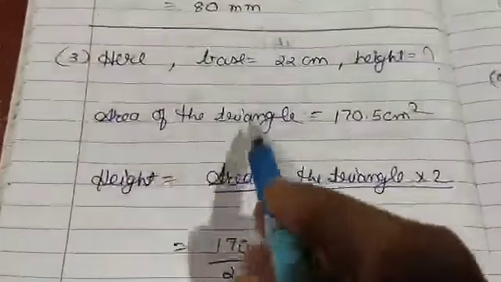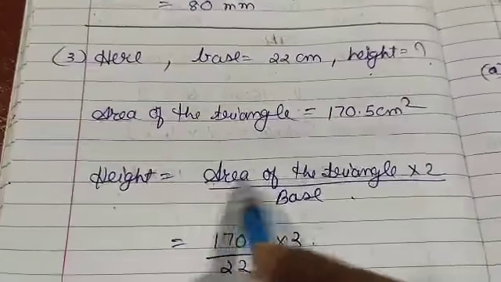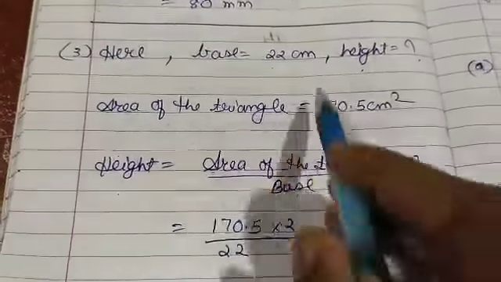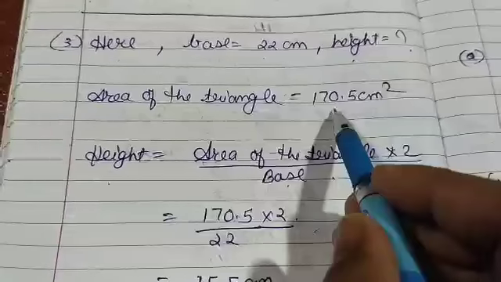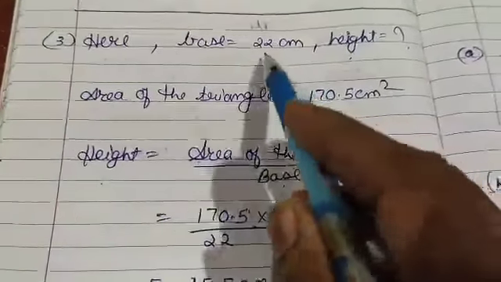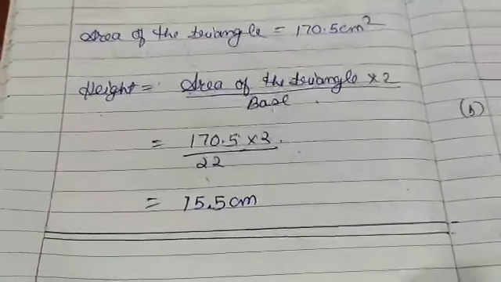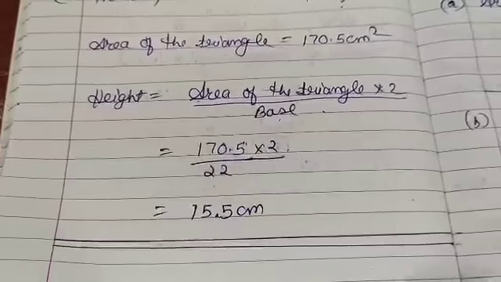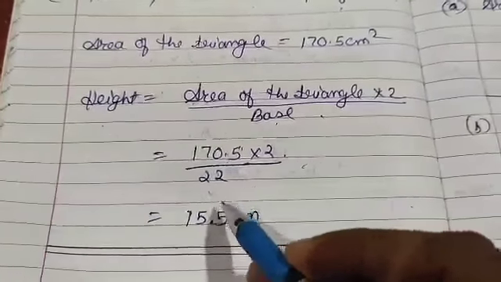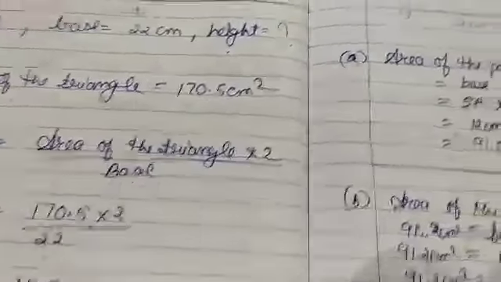Now for the next one, here the height is asked, base is given 22. So height equals to area of a triangle into 2 divided by base. The area of a triangle is given 170.5. You have to multiply it with 2 and you have to divide it with 22. When you will do cancellation, you will get 15.5 centimeter. Dear student, you have to practice such cancellation and multiplication at home. It's very simple, you should know such.